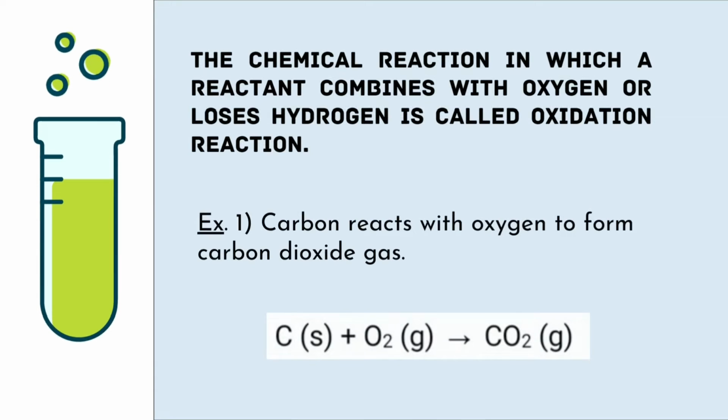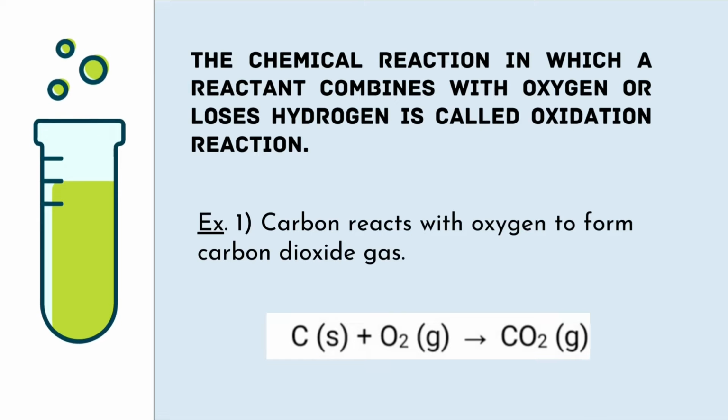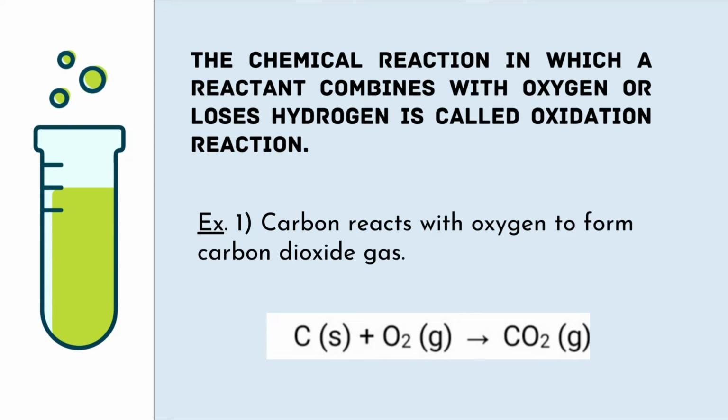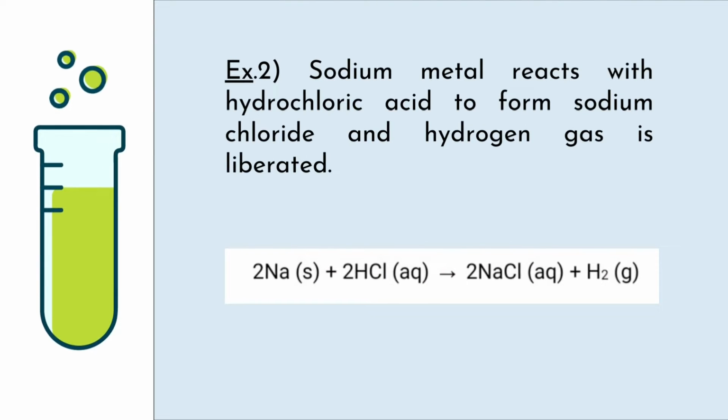First up is oxidation. In oxidation, the reactant either combines with one or more oxygen atoms or loses one or more hydrogen atoms, like the formation of carbon dioxide, where carbon combines with an oxygen molecule, or when hydrochloric acid, on reaction with sodium, loses its hydrogen atom to form sodium chloride and hydrogen gas.